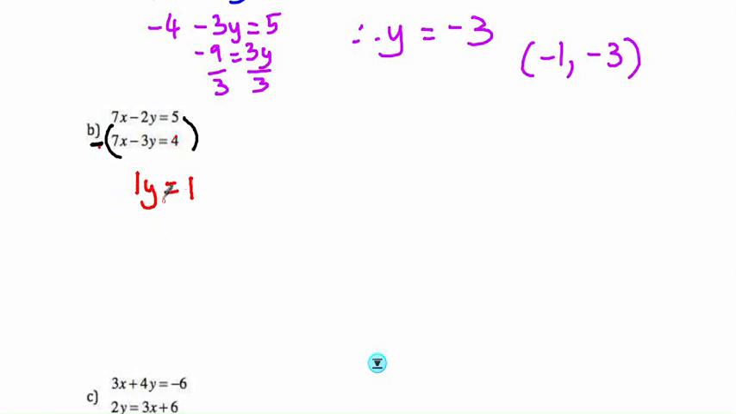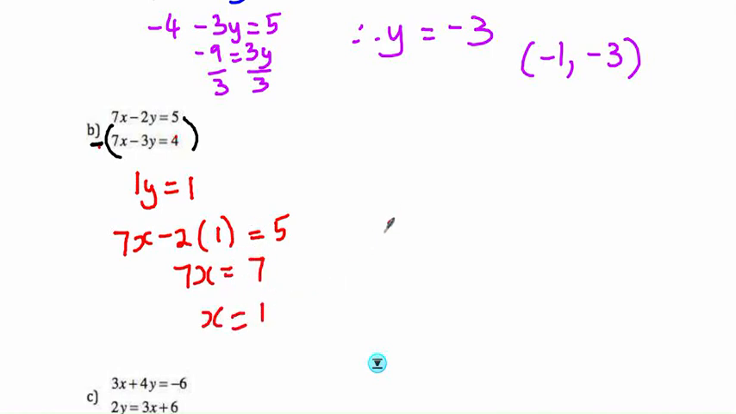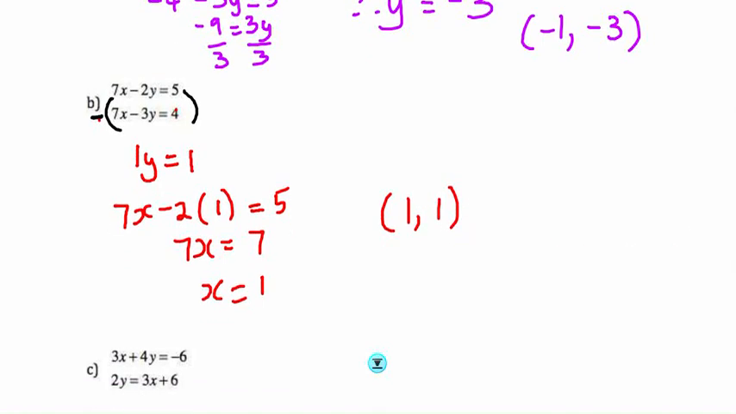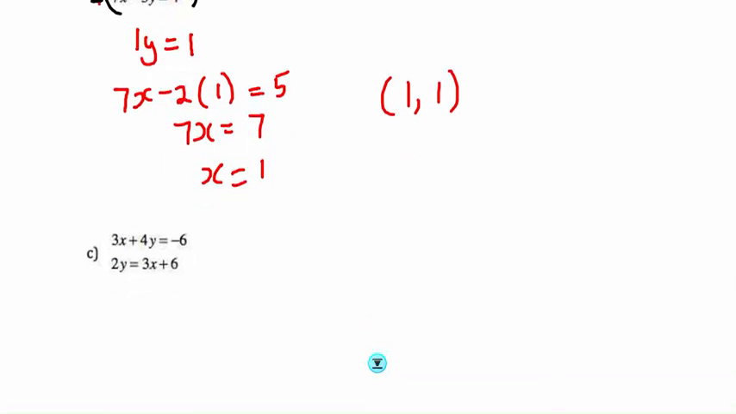And so what we'll do with our value y equals 1 is substitute that back into either equation. 7x minus 2 times our y value of 1 is equal to 5. And so in this case, 7x is equal to 7. We have a rather simple solution, 1, 1. But our method and our approach is the same.